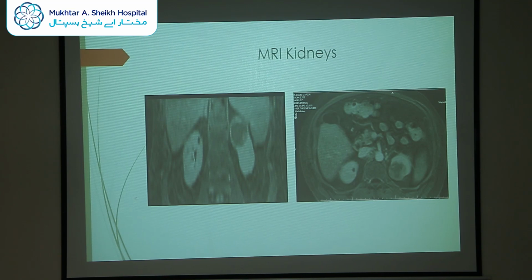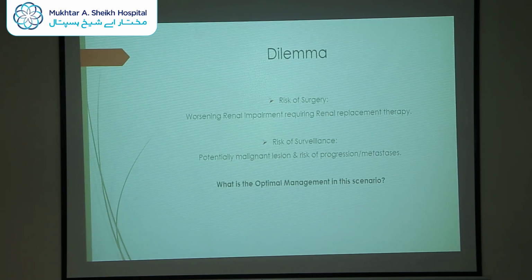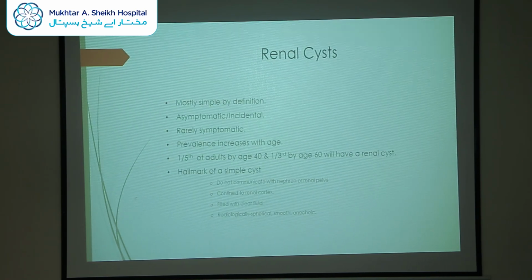MRI showing the complex cyst. Risk of surgery: worsening renal impairment requiring renal replacement therapy. Risk of surveillance: a potentially malignant lesion and risk of progression and metastasis. So we will discuss it on the next slide.